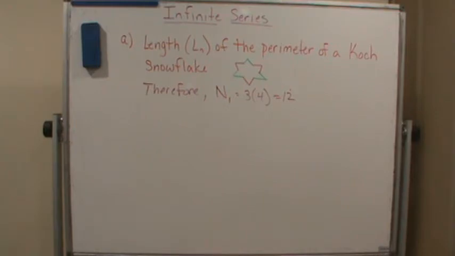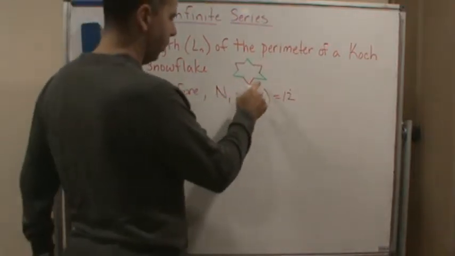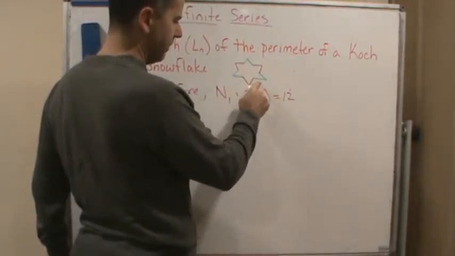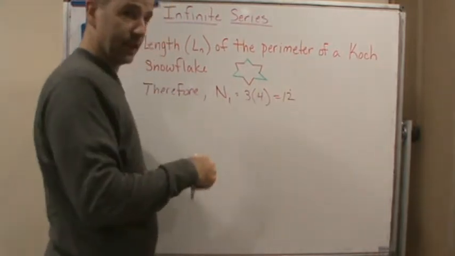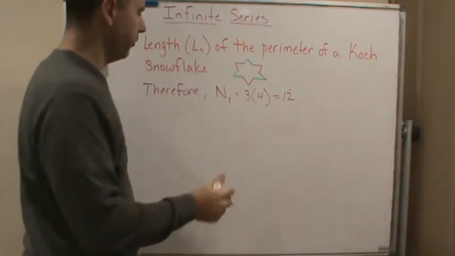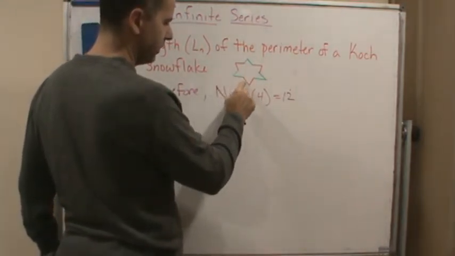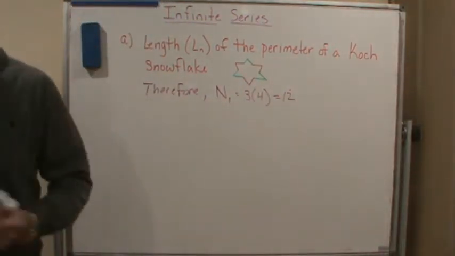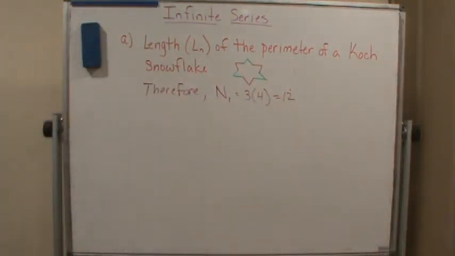Now, since the length of each line segment is now 1/3 the length of the line segments in F0, right? Because we took the middle third, which means this length here is going to be a third, and this length here is going to be a third. Because the length of the original triangle of F0 was 1. So now we know that this is a third, this is a third, so all of these are a third now. Okay?